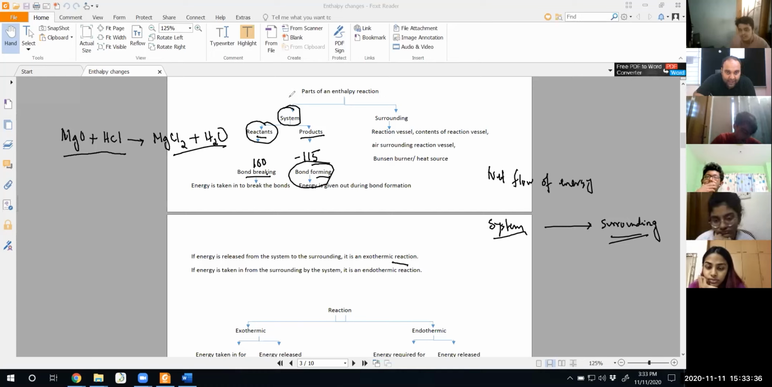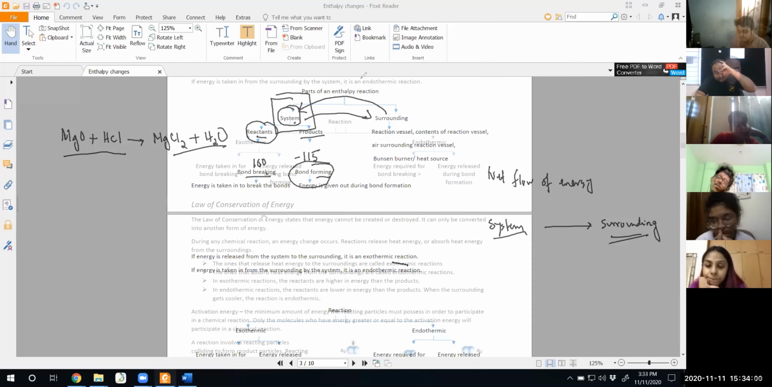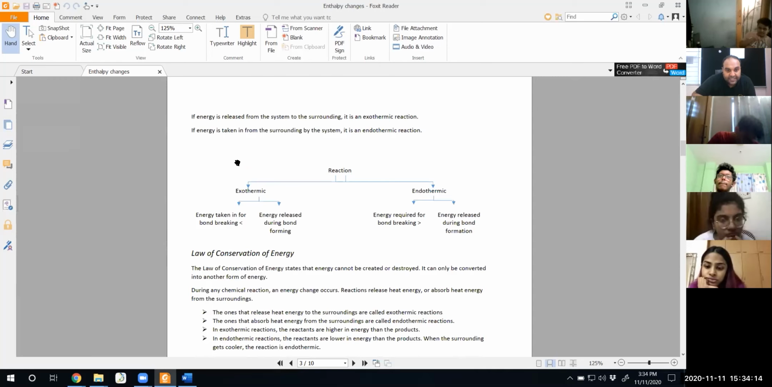So everything is based on the system. If energy is released from the system to the surrounding, it's an exothermic reaction. If energy is taken in from the surrounding, it is an endothermic reaction. So now we know that for an exothermic reaction, the energy taken in for bond breaking is less than the energy released during bond formation.